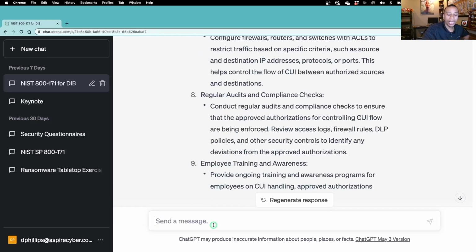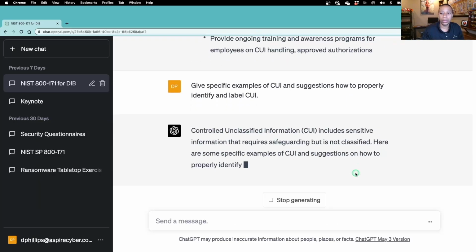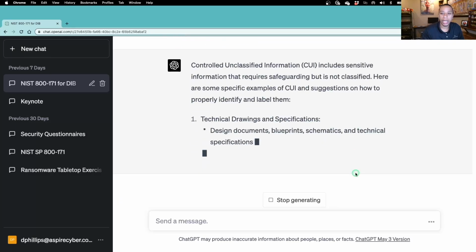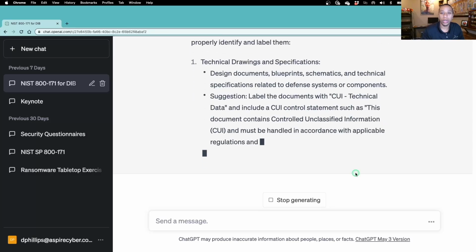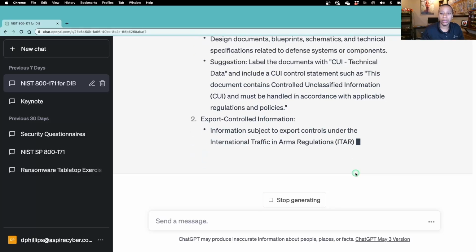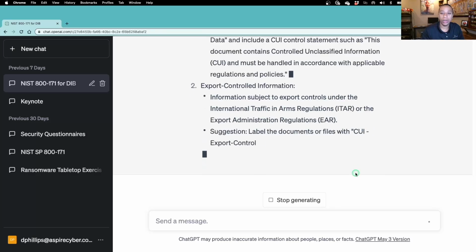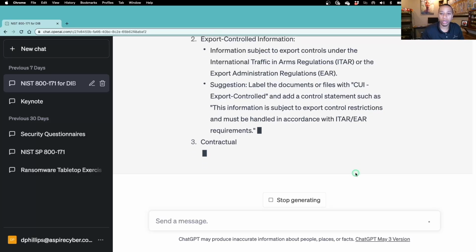Since actually identifying and labeling CUI is such a challenge, let's see if ChatGPT can give us some additional guidance. Give specific examples of CUI and suggestions how to properly identify and label CUI. Remember that CUI is not classified, it's unclassified information. So we know that technical drawings and specifications, blueprints, schematics, anything export controlled, ITAR, suggestions label the documents with CUI-export control.